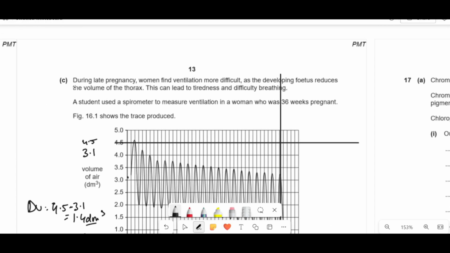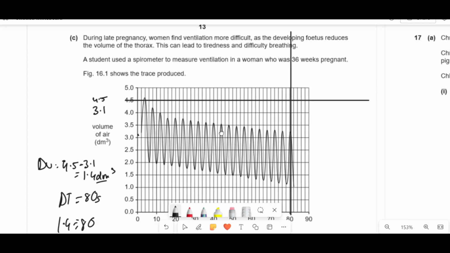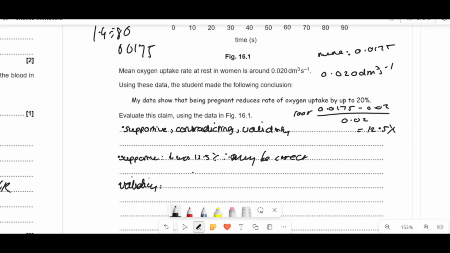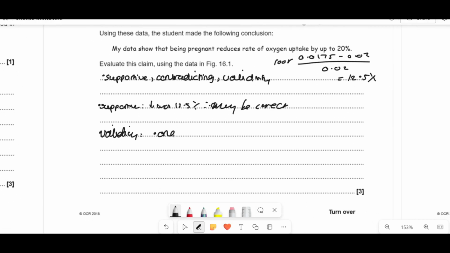So let's go look at this. Here it says: a student used a spirometer to measure the ventilation in a woman who was 36 weeks pregnant. Already, they did one woman, and they're saying being pregnant does it. Throughout pregnancy, you're not going to be the exact same, right? So for validity, already I can say that it's only one woman. As well as that, it was only 36 weeks. That doesn't represent the whole pregnancy, because that's what they're saying. They're saying, oh, a pregnancy does this.